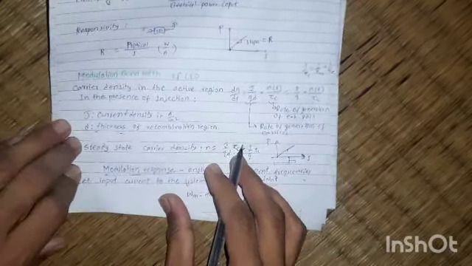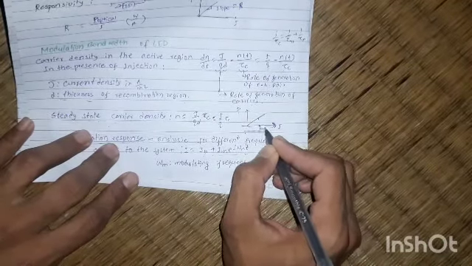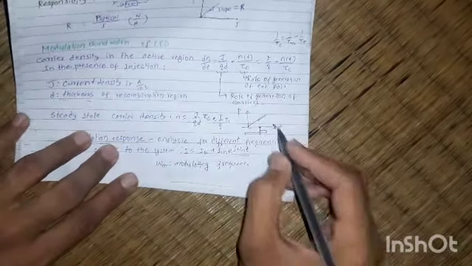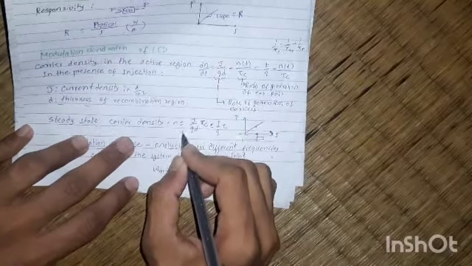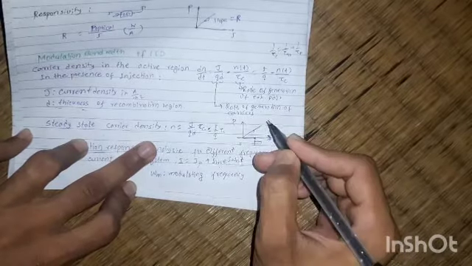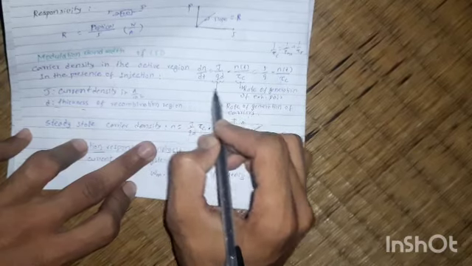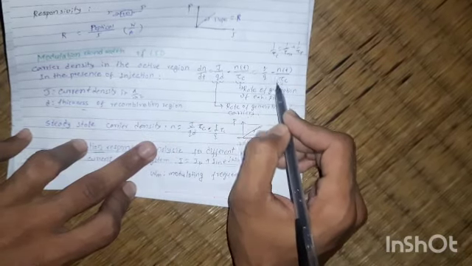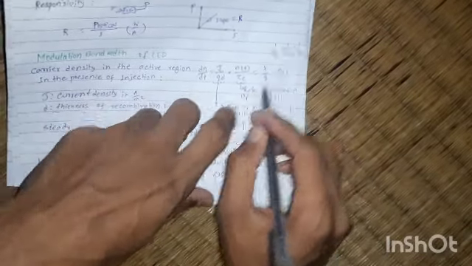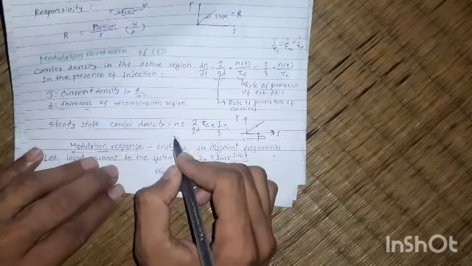Now at steady state, the current is constant, so the power of the LED will also be constant. Constant current means the carrier generation is constant, so the change of carrier concentration is 0, and this derivative term is 0. Equating to 0, we get n equals J by qd times tau c, or I by q times tau c. This is the steady state carrier density.